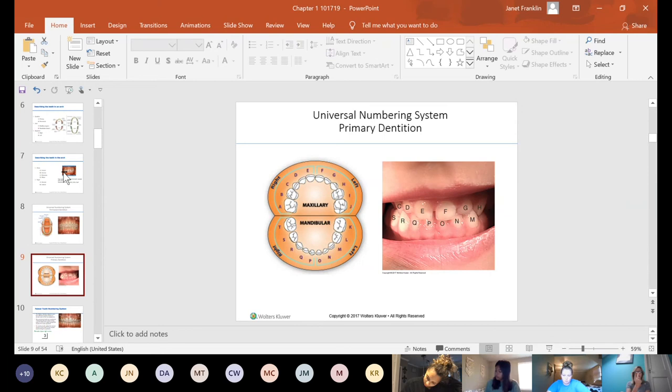They letter them the same way they number them. They start with the upper right second primary molar, and that would be A. And then they go B, C, D, E, F, G, H, I, J. So there's only 5 teeth in each quadrant instead of 8. And so when you get to the letter J, then you drop down to the lower left and you go K through T. Until you start working on a lot of primary dentitions, it takes time to learn those letters. You kind of have to consciously think about it. Again, for purposes of quizzes or tests, I would write them out.